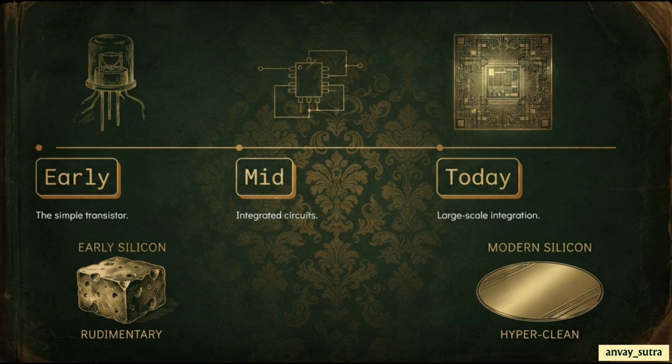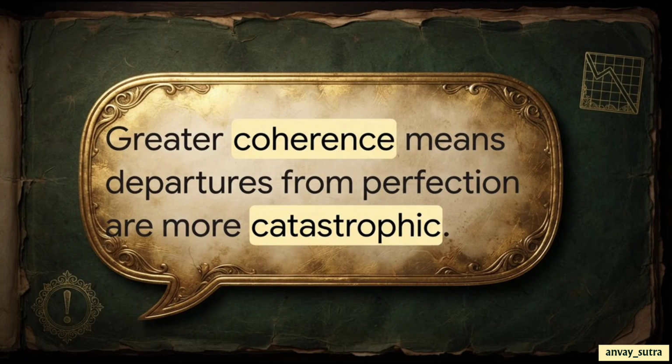Tiller points out that in the early days, rudimentary, low-quality silicon worked perfectly fine for a basic transistor. But if you took that exact same crude, flawed silicon and tried to use it in today's highly demanding, hyper-complex microchips, it would fail miserably. The key takeaway here is the lesson of coherence. Tiller explains that the greater the degree of coherence in any system, the more catastrophic the departures from perfection become.